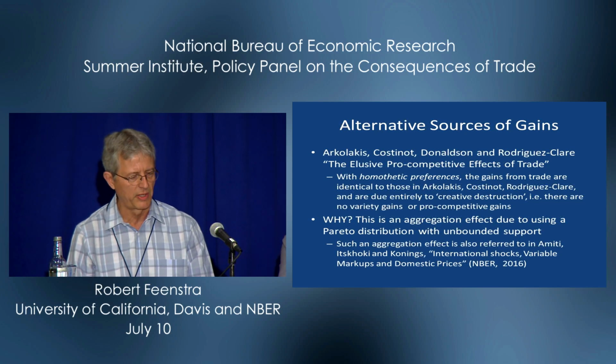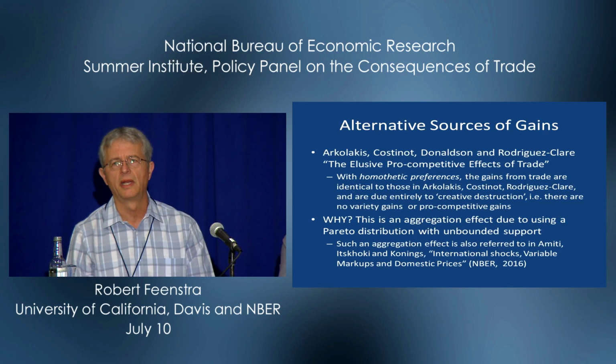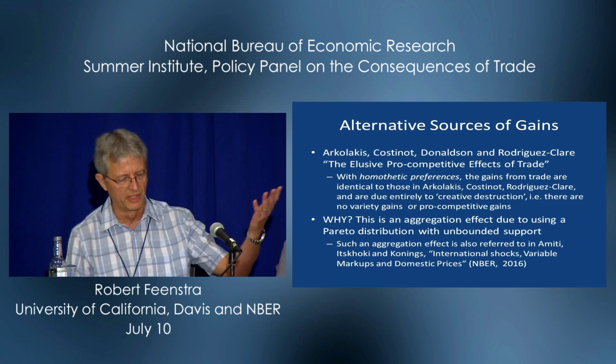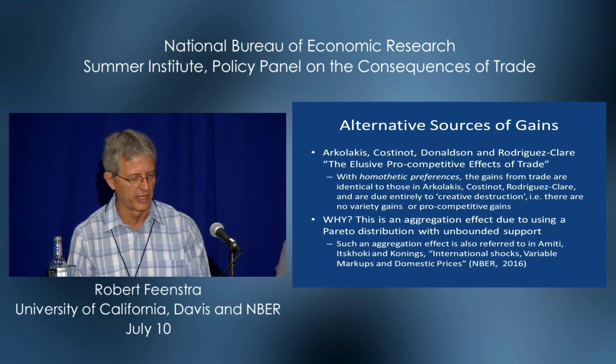But with homothetic preferences, they find gains from trade that are identical to the formula in Arkolakis, Costinot, Rodriguez-Clare. And in fact, those gains are entirely due to creative destruction. There are no gains from product variety and no pro-competitive gains in that model. Now, why is that? I would argue it's an aggregation effect due to the assumption of a Pareto distribution with unbounded support. That is, there is no highest productivity firm. There can always be a firm with higher productivity.